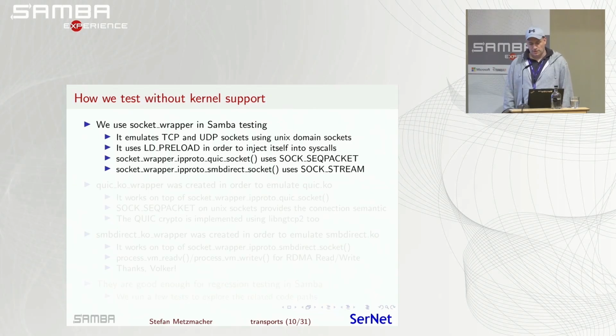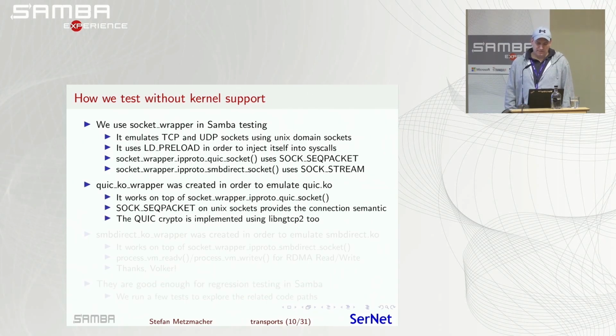And then we recently got basically the emulation for SMB-Direct, but it basically just uses TCP sockets or TCP emulation for now. Yeah, we have the QUIC-KO wrapper now, which emulates the QUIC kernel module. It's basically implemented on top of socket wrapper, and it uses libngtcp2 for the crypto things.